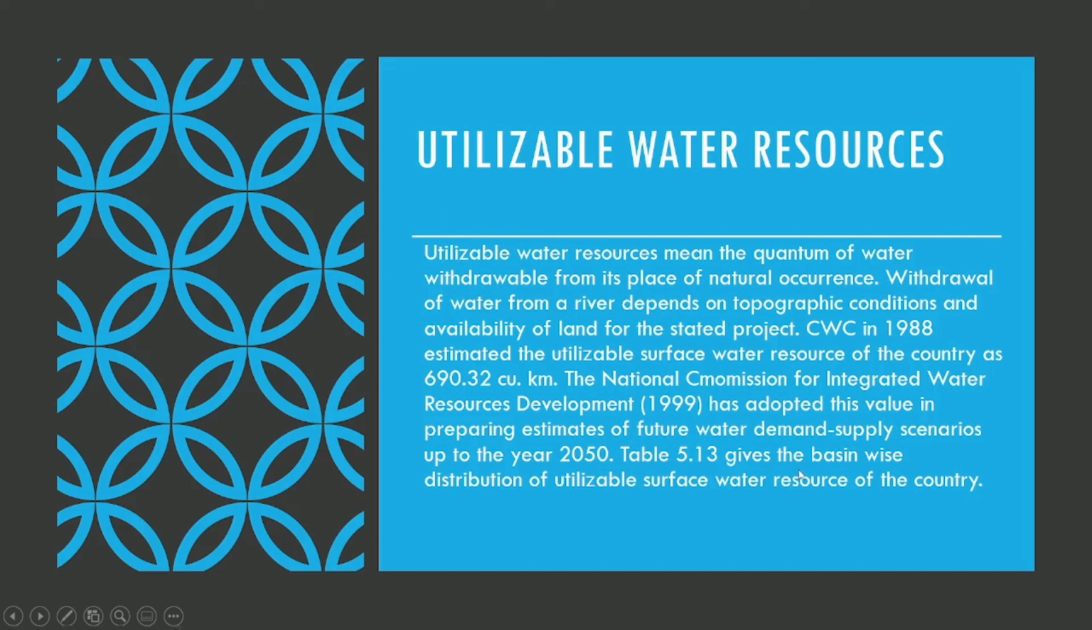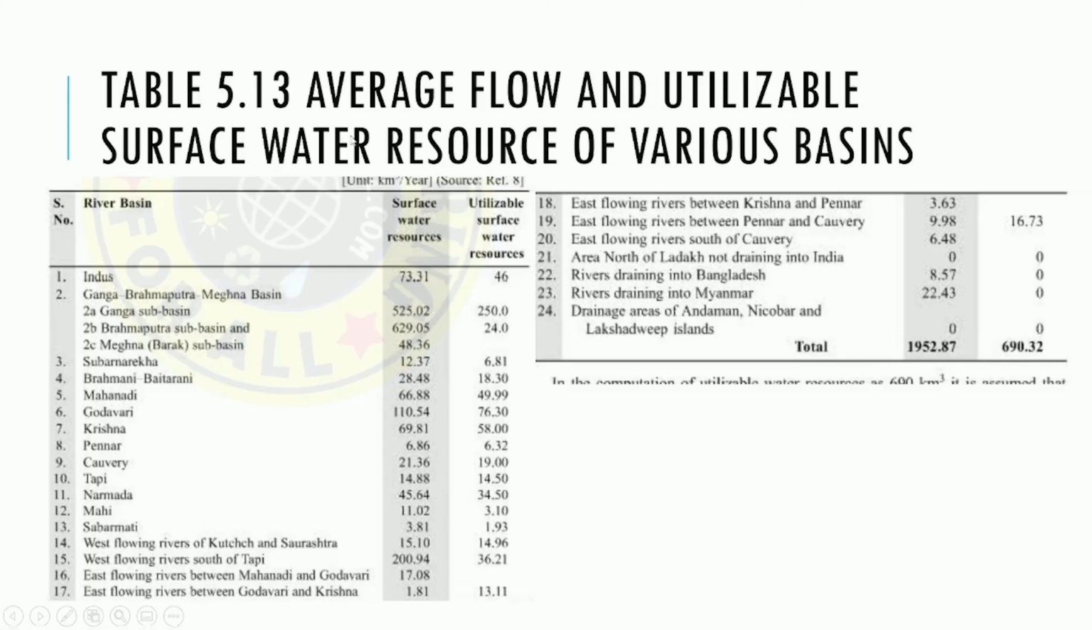Table 5.13 gives the basin-wise distribution of utilizable surface water resource of the country. This shows the average flow and utilizable surface water resource of various basins. River Indus has surface water resources of 73.31, and its utilizable surface water resources is 46, and we can see this in the table in the PDF.